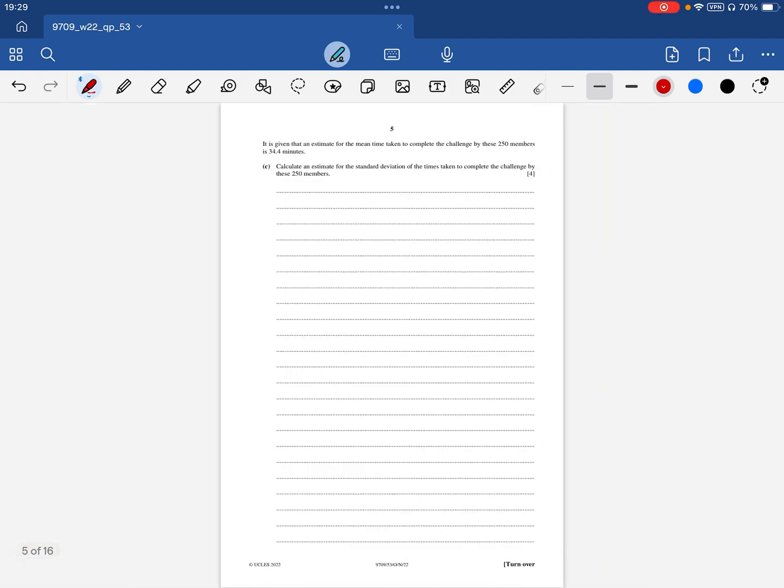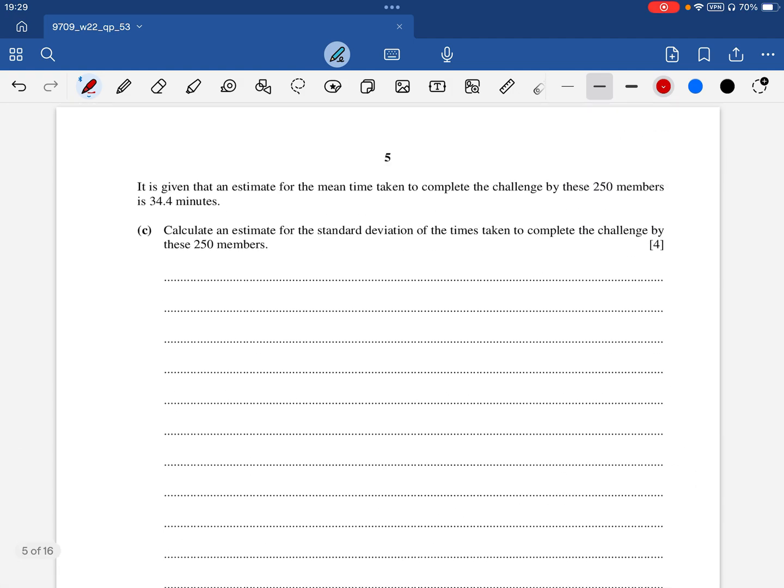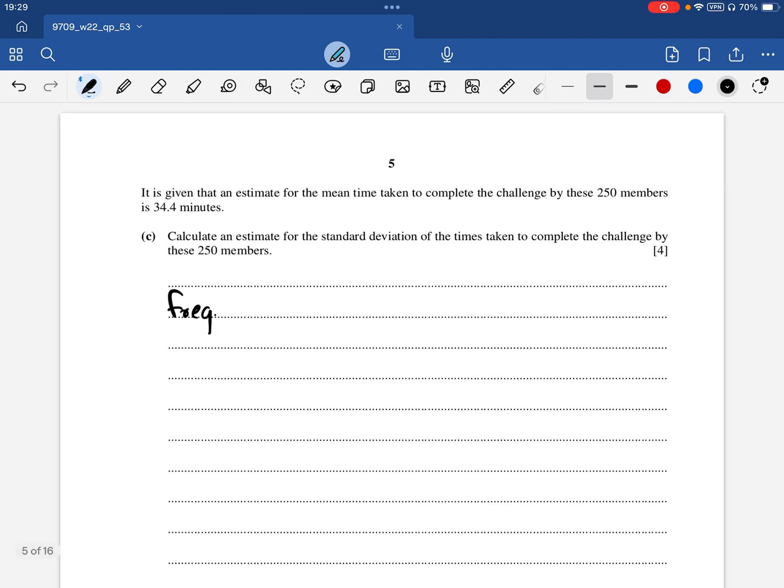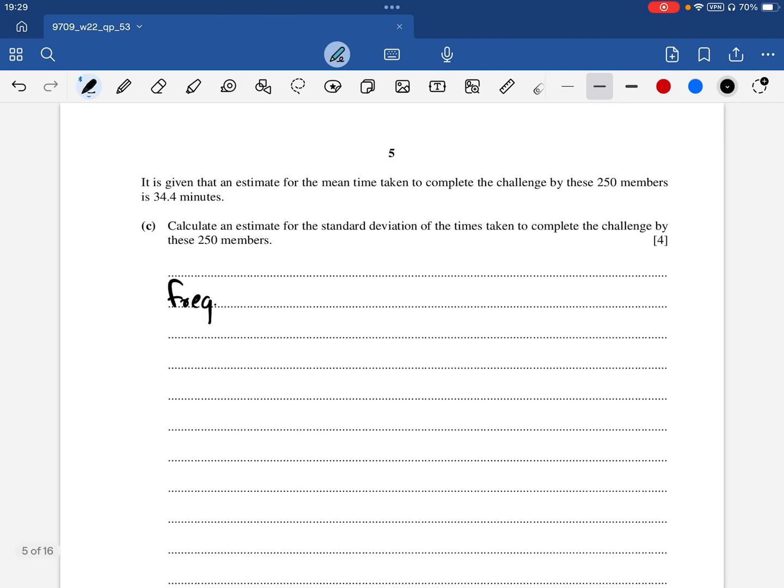Now, next part of the question. It is given that the estimate for the mean time taken to complete the challenge for 250 members is 34.4. Calculate the estimate of the standard deviation. For calculating the standard deviation, we need to calculate the midpoints. The cumulative frequencies are given, so first of all, find the frequency.